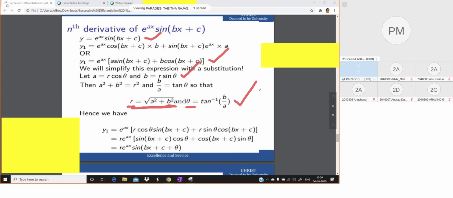Okay, so b by a is tan theta, and theta is equal to tan inverse b by a. To simplify, otherwise it's going to get complicated. Second derivative, third derivative. Imagine your second derivative. That itself is going to have 4 terms, and it involves a sine, it involves a cos.